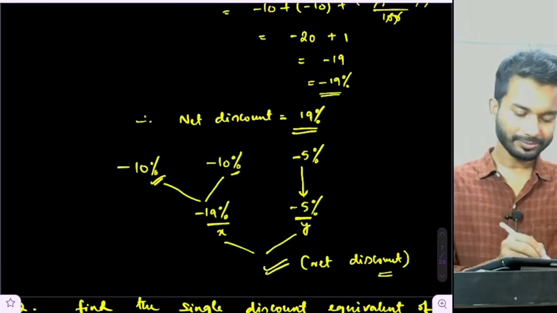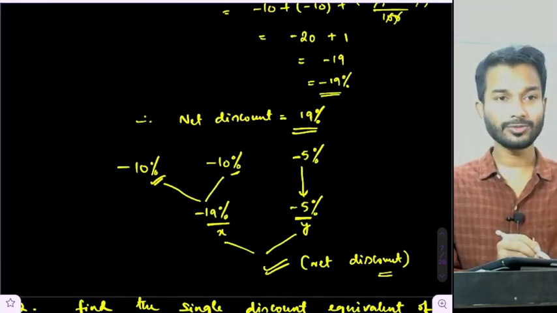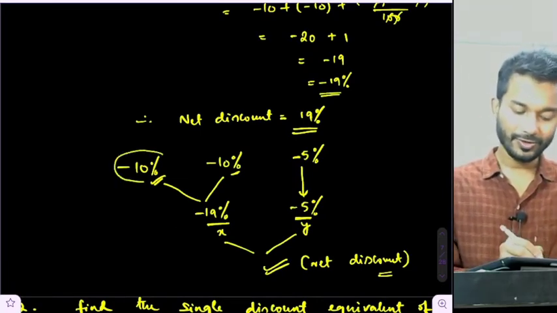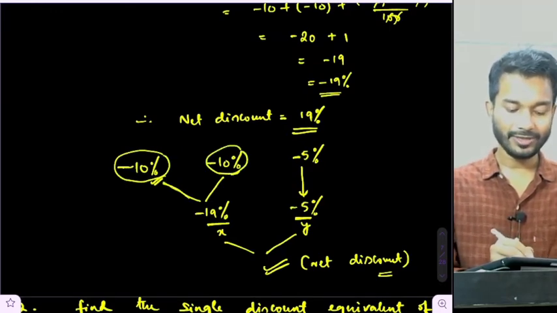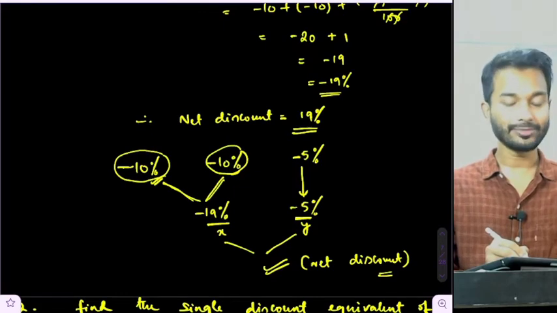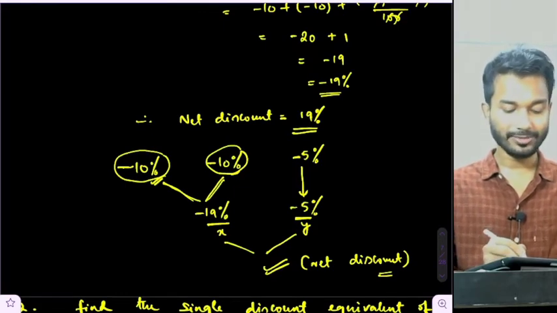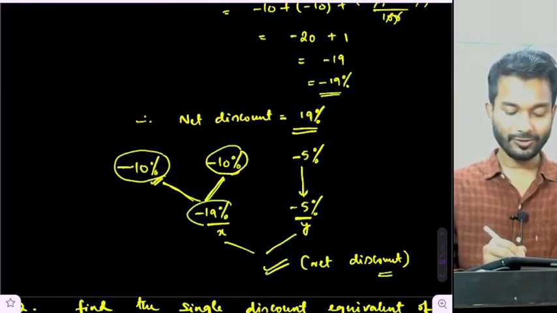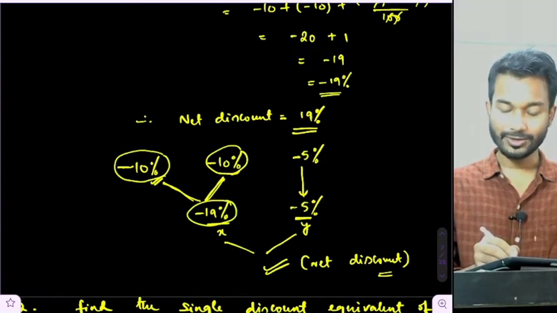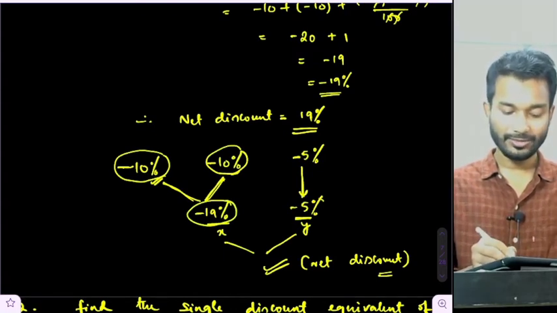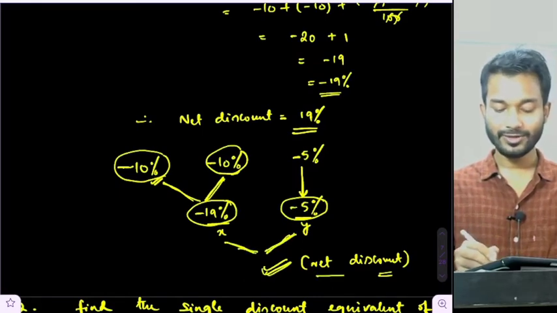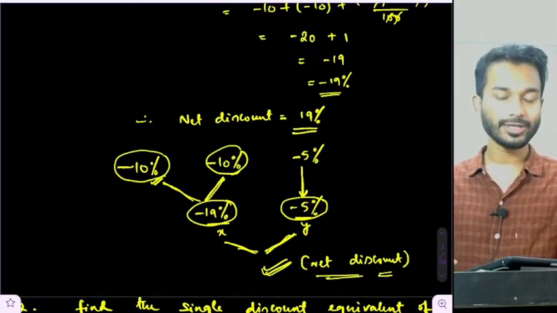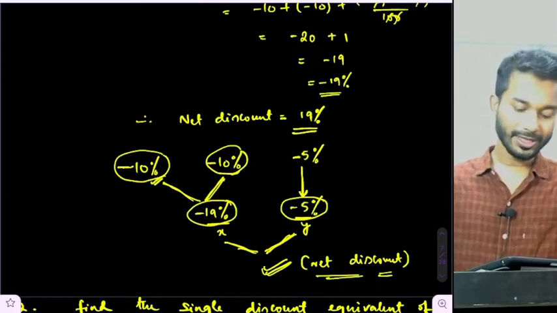What did I say? Sometimes three discounts may also be given. In such cases, we'll solve the first two. Just now we have solved that 10% and 10% discount gives 19% net discount. Now with 19%, we'll solve for 19% and the last one, whatever is given. 19% and 5% we'll solve. Whatever answer comes, that is our final answer. I hope it is clear. Okay, see the next question now.